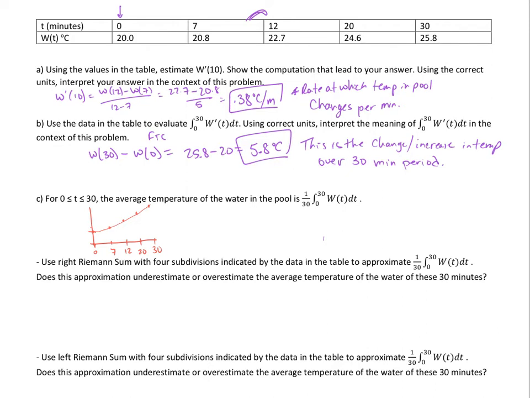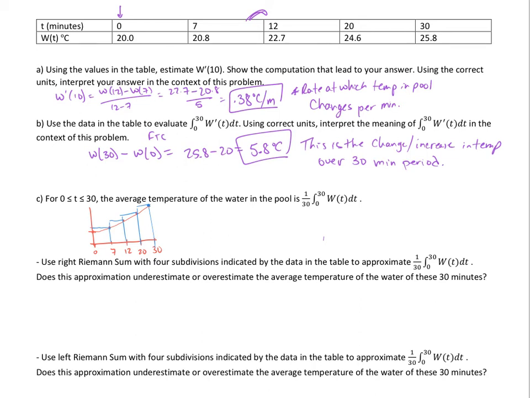Now if we wanted to do right Riemann sums, what we're looking to do is our first rectangle will be like that. Our second rectangle will look like this, and so on. You can right away see, because this is our right endpoint, that we are going to get an overestimate. So we already know that this is going to yield an overestimate. Let's take a look at how we're going to do this Riemann sum.